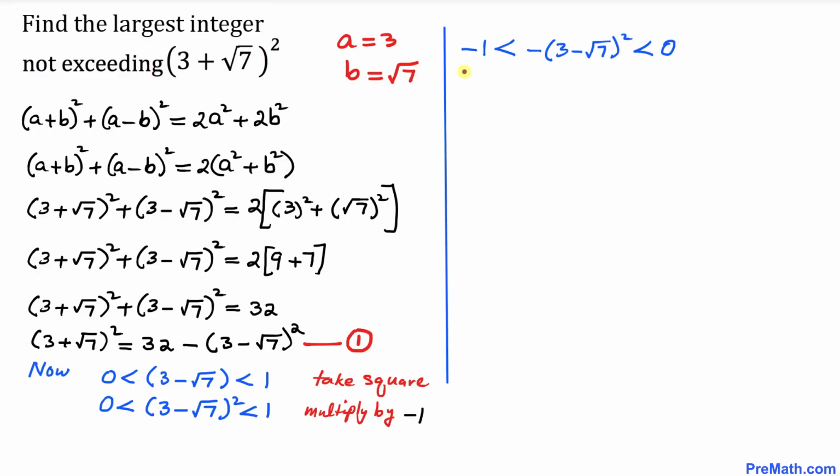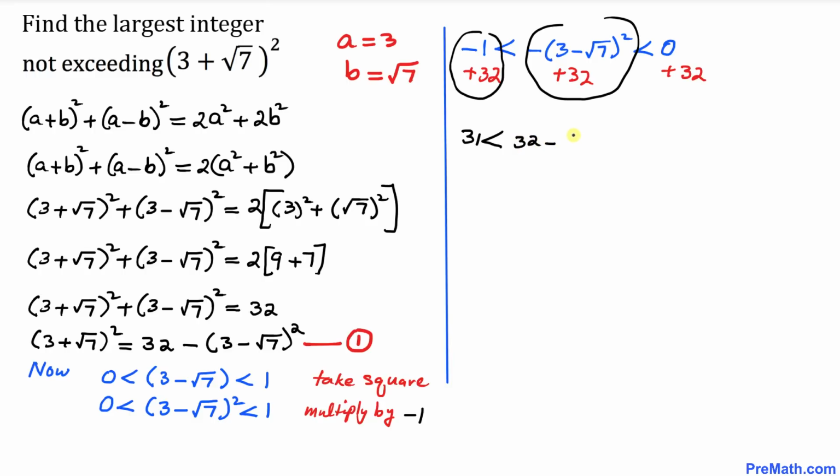And now let me add 32 on all three sides. On the left hand side, -1 plus 32 is going to give us 31, less than, and in the middle this could be written as 32 minus (3 minus square root of 7) square, and less than 0 plus 32, which is the same as 32.